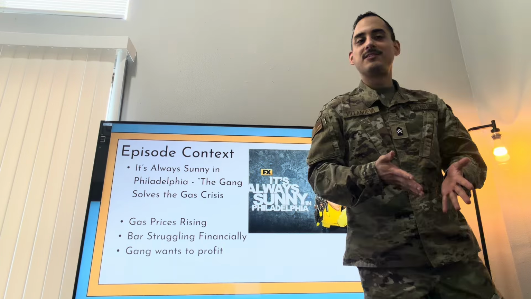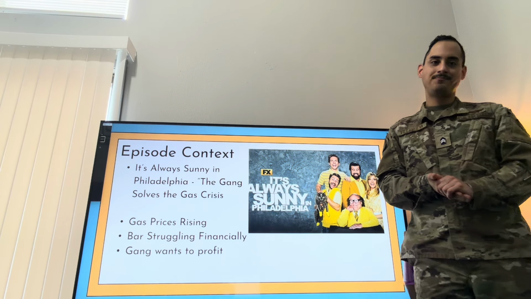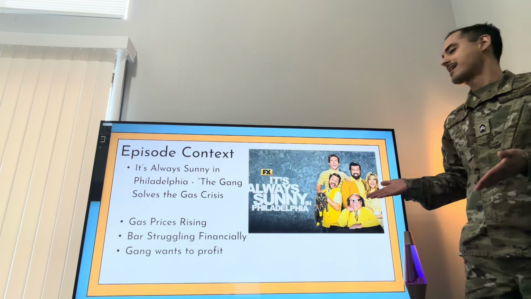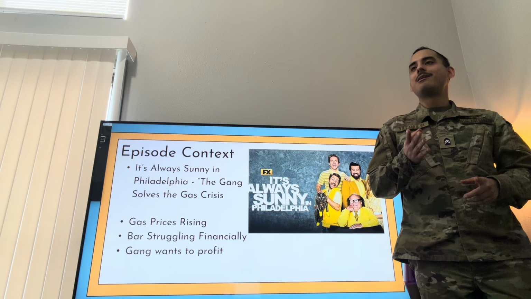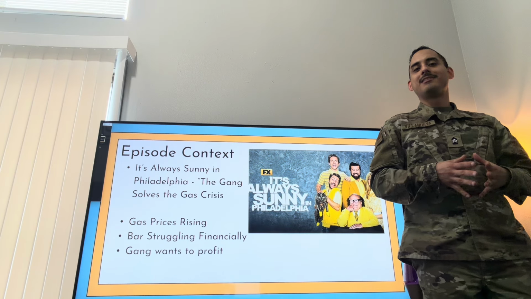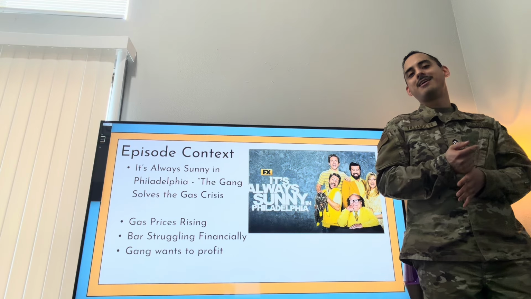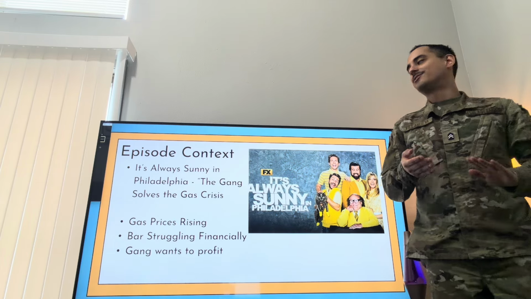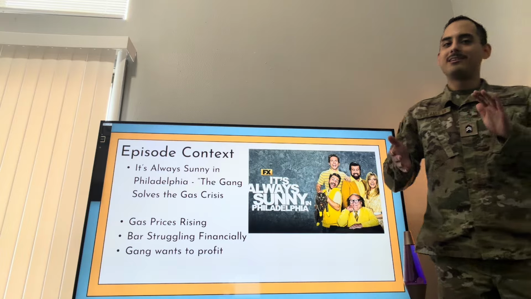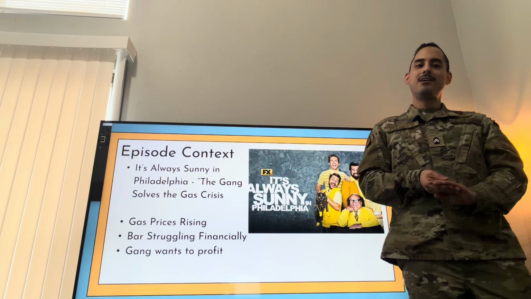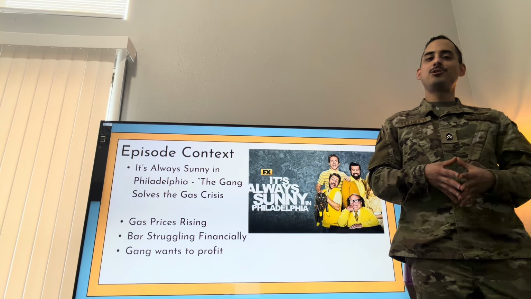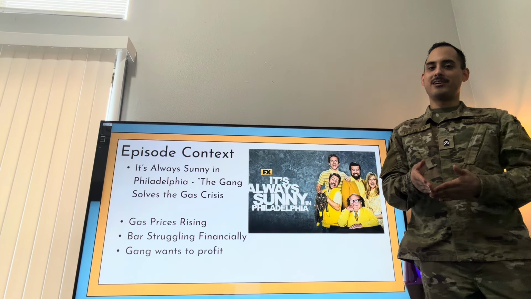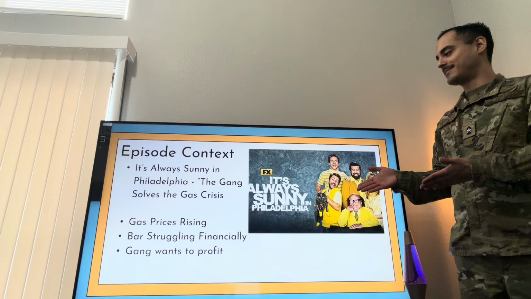So, in the episode, the gang solves the gas crisis. Gas prices are rising, which puts a financial strain on the gang and their bar. However, the gang believes that this creates an opportunity to exploit and profit from the situation. So, rather than trying to figure out how they can keep their bar afloat, their objective quickly shifts from keeping the bar running to trying to profit off the gas crisis itself. And this decision kicks off the full problem-solving process itself.